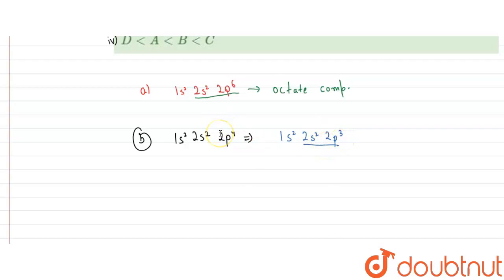So it hasn't attained much stability. We can see that there is no octet being complete, but the p subshell has its half orbital complete and the s has completely filled orbital. So in that case it has stability, but the octet as such is not complete. Therefore it will be much more stable than the A part. So let me write this much, that A will be lesser than B.